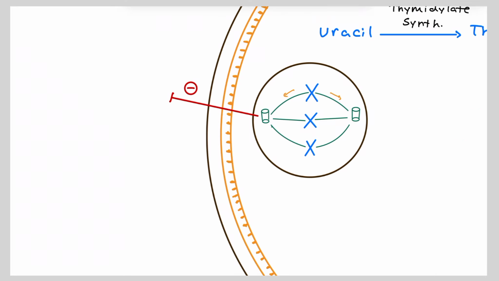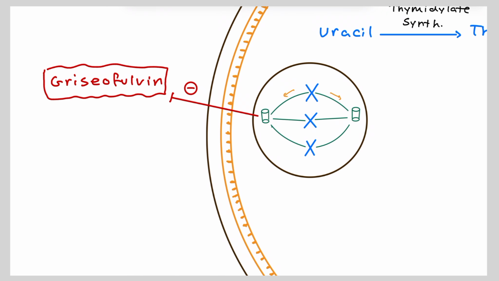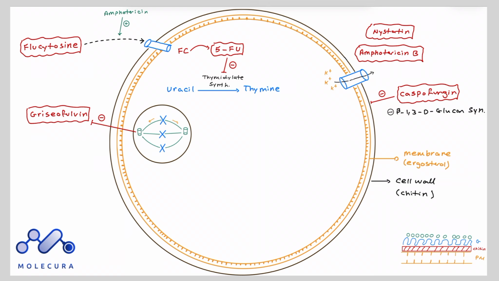We have an antifungal that is going to inhibit the polymerization of these microtubules, and this antifungal is called Griseofulvin. So Griseofulvin is going to be inhibiting the microtubule formation in mitosis, and it's going to inhibit the fungal cell from growing and multiplying. So this is our fourth group of antifungals that we are going to talk about.